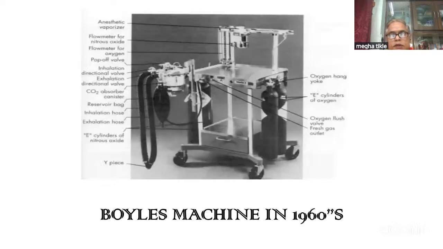So this is what the machine looked in the early 1960s. A very basic machine. You had cylinders, flow meters, internal piping, vaporizer, a pressure relief valve, and a common gas outlet which could be used for open as well as a closed breathing system. So that was the basic anesthesia machine, which is still there.